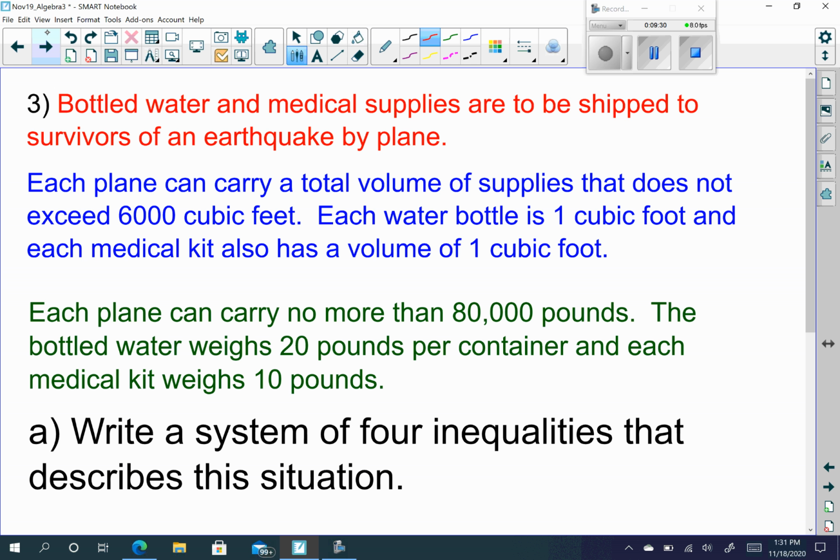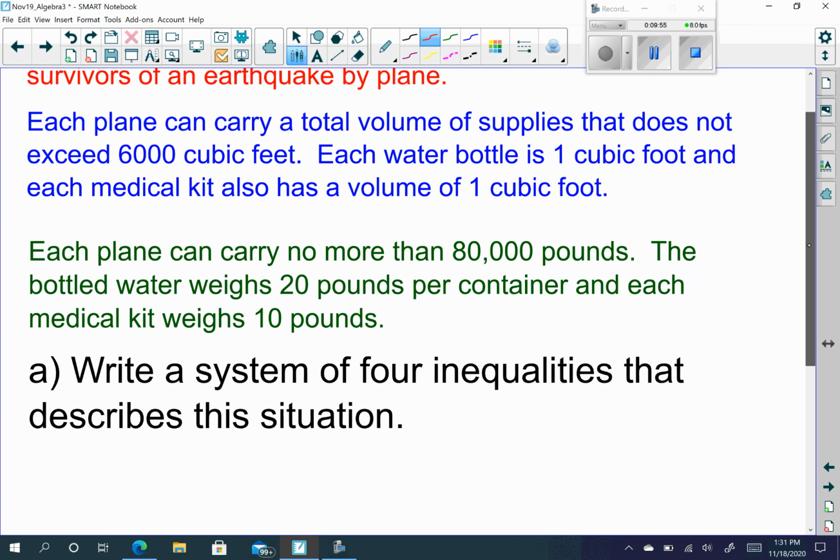So here's the scenario. Bottled water and medical supplies are to be shipped to survivors of an earthquake by plane. Each plane can carry a total volume of supplies that does not exceed 6,000 cubic feet. Each water bottle is 1 cubic foot. Just think of a big container of water. I know we think of a smaller bottle, but we're looking at a larger container, which is 1 cubic foot. And each medical kit also has a volume of 1 cubic foot.